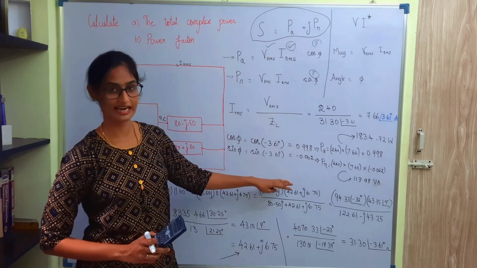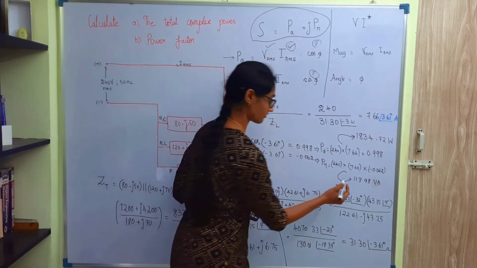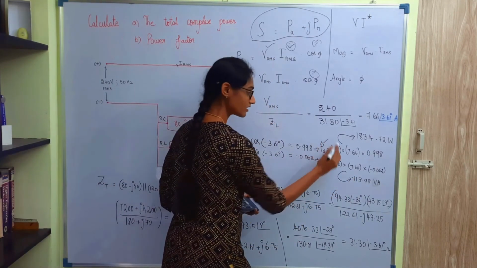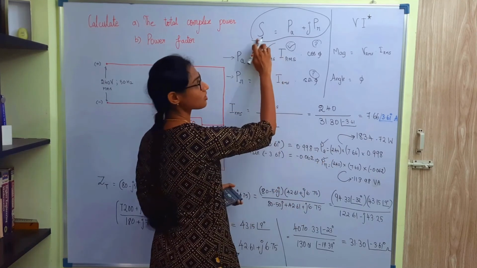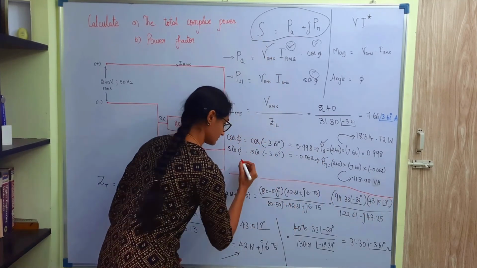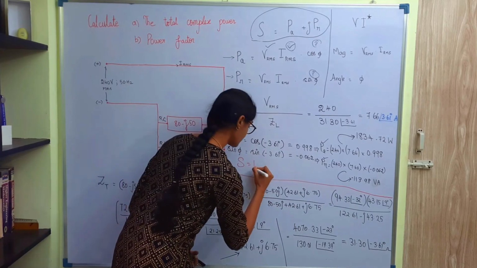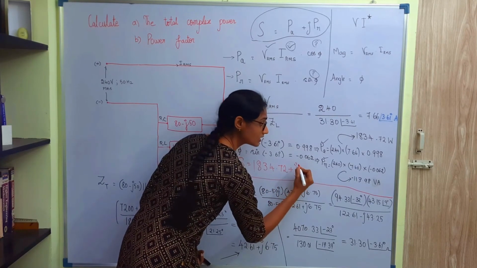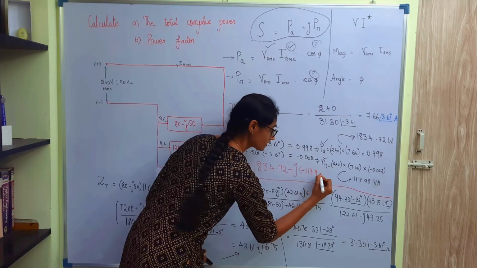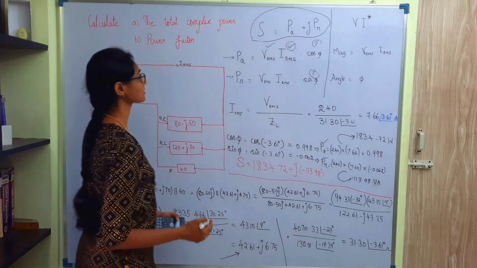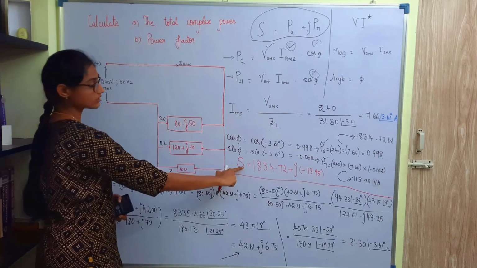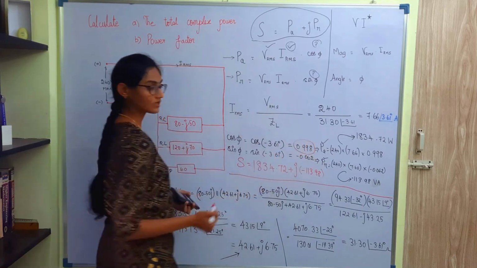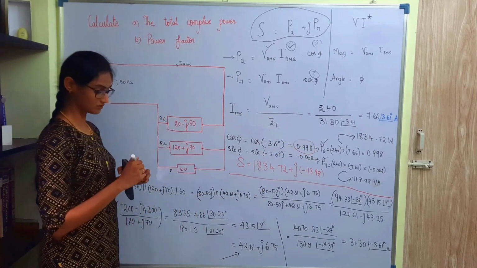So we have found the active power and then the reactive power. What is complex power? S is equal to 1834.72 plus j minus 113.98. So this is the value of the complex power. We have found the complex power as this, and the power factor. What is power factor? Cos phi. Cos phi is 0.998. So we have found both these values now.